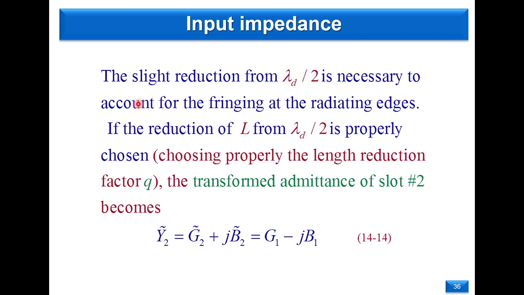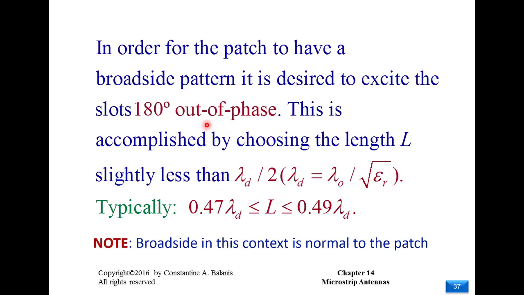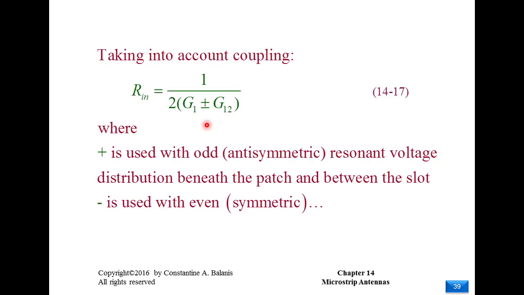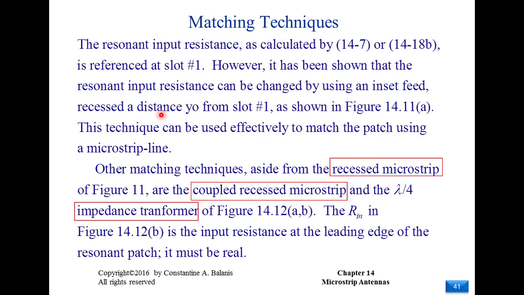When we choose the distance between the two slots to be slightly less than lambda by 2, we have this relationship: B2 and B1 are equal and of opposite sign. B2 is transformed to the position of B1 and they cancel out, and we have just pure real admittance, or conductance. So we get rid of the reactive part of the input impedance, or the radiation admittance. Here are some relations around this. Sometimes we take into consideration the coupling effect between slot 1 and slot 2. Here I continue with the mathematical derivation.